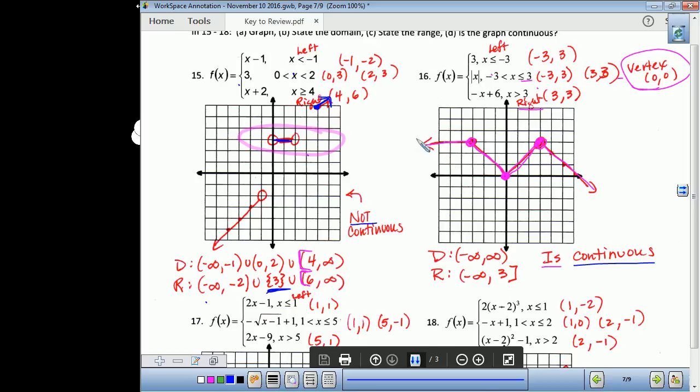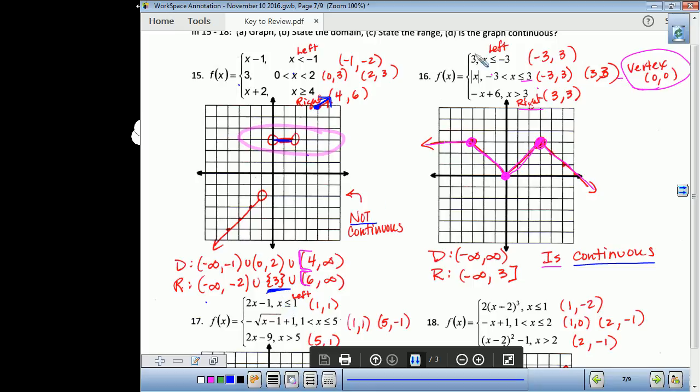Now this has that line, but do you see how on this one it's connected to other stuff? So it makes an interval. This little y value hanging out all by itself, it's not connected to anything. So it does not form an interval.